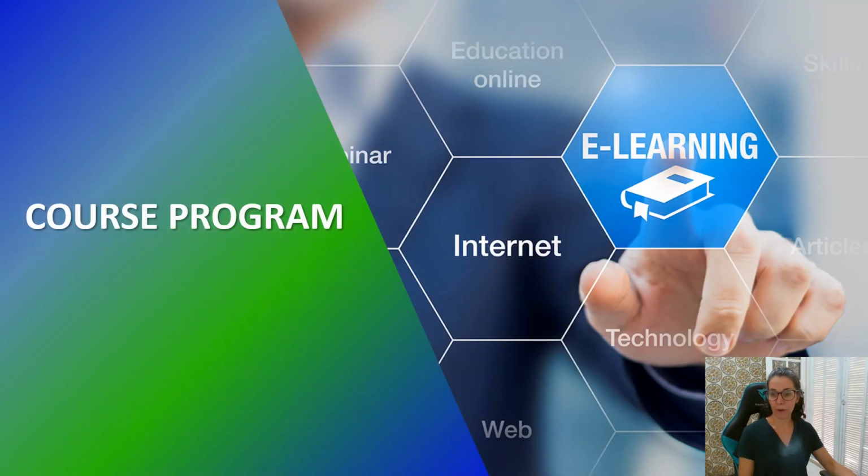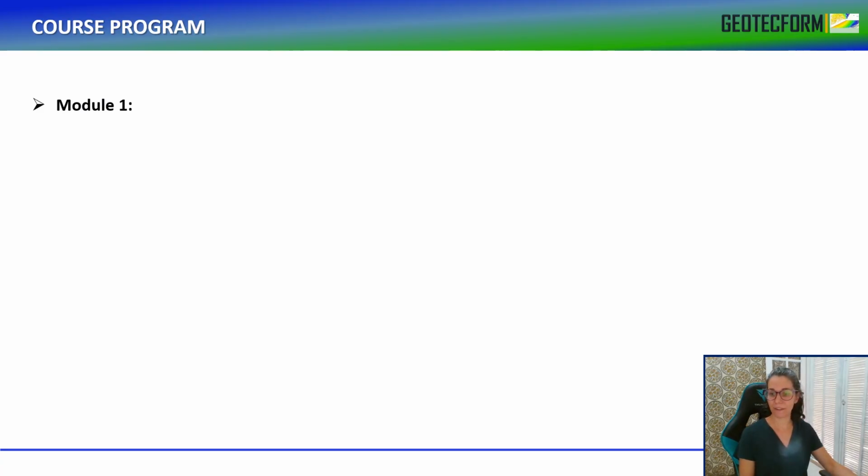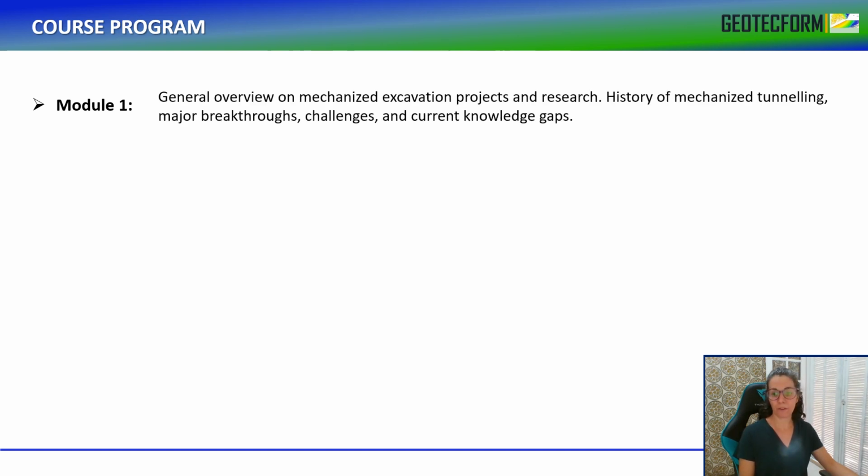So the course program, I think most of you already have access to that, but let's cite it one by one. Module 1 is basically a general overview about mechanized tunneling projects, about the research, and about the gaps in this research, what we still do not know, what we still need to research more. Also a little bit of the history of mechanized tunneling, major breakthroughs, and challenges. So it's to give you a whole overview about this.